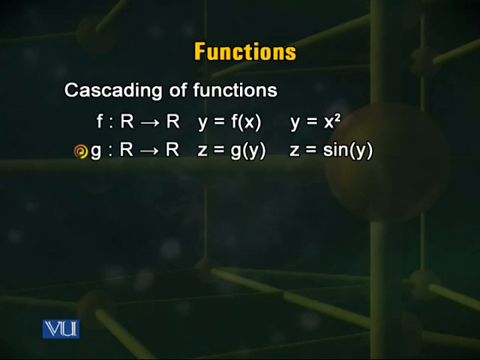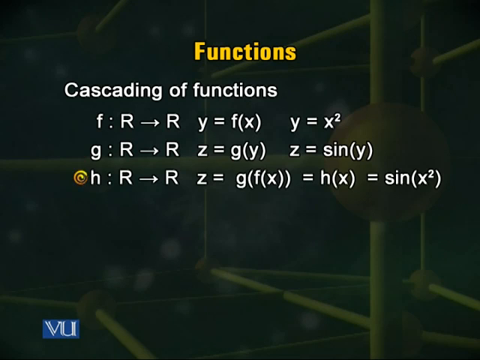And the second mapping takes a number from the second set, which is a real number, and gives you the sine of that number. And as you know, the sine of a number is always between minus 1 and 1. So the second function takes a real number, any real number, and maps it to the interval minus 1 to 1.